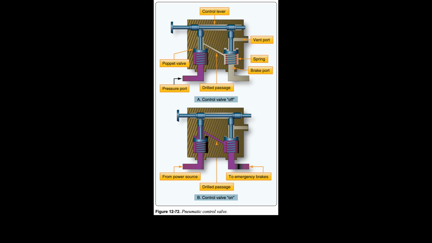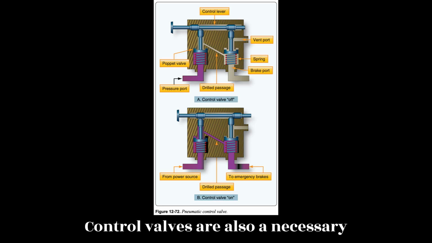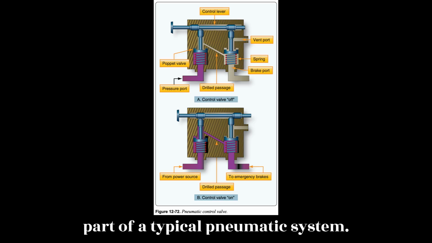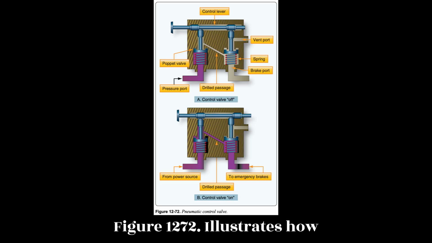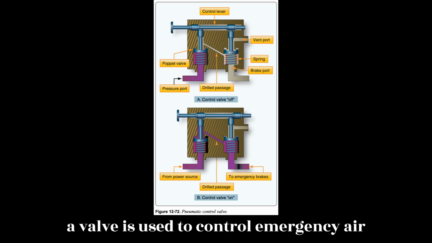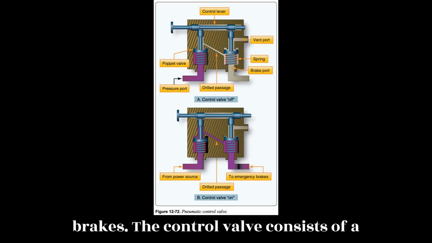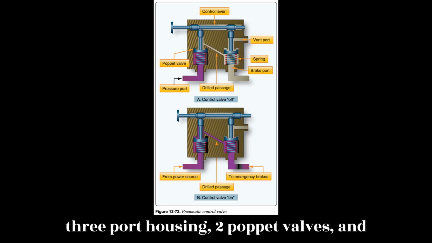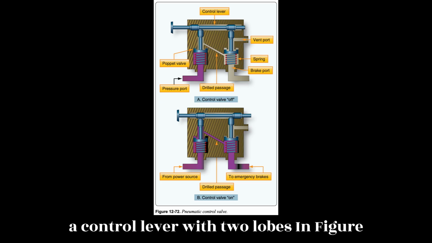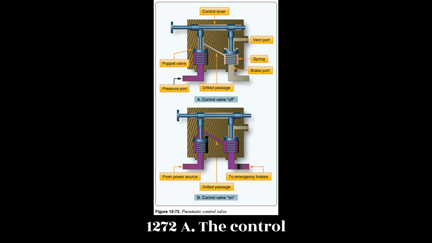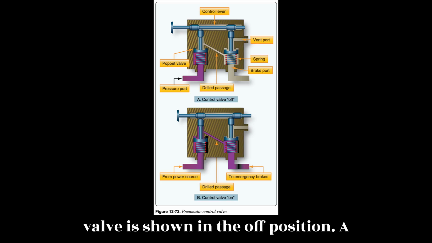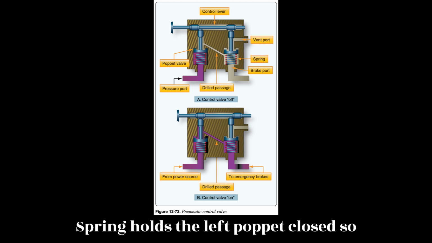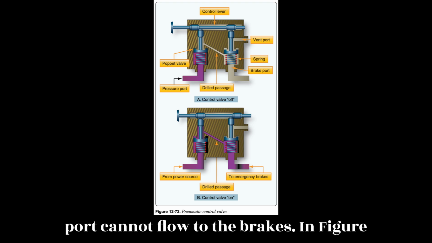Control valves. Control valves are also a necessary part of a typical pneumatic system. Figure 12.72 illustrates how a valve is used to control emergency air brakes. The control valve consists of a 3-port housing, 2 poppet valves, and a control lever with 2 lobes. In Figure 12.72a, the control valve is shown in the off position. A spring holds the left poppet closed so that compressed air entering the pressure port cannot flow to the brakes.